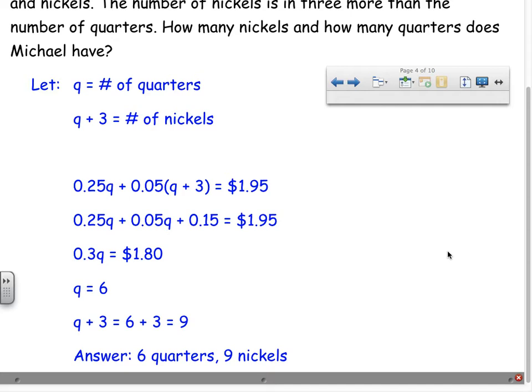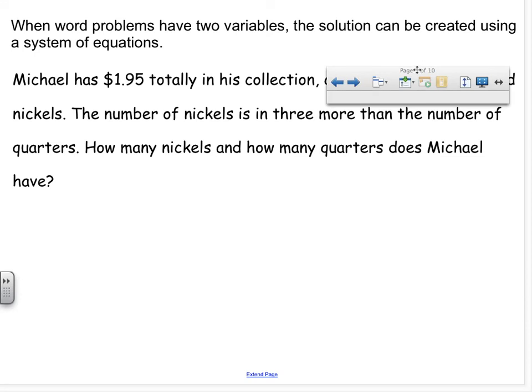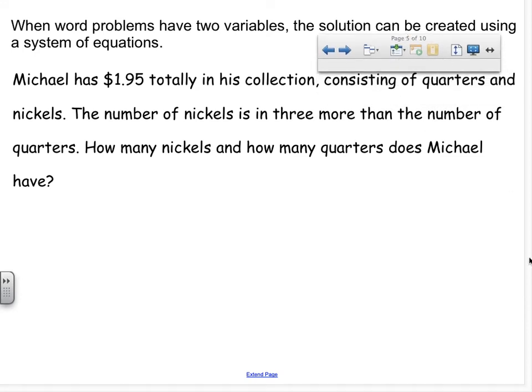What I'm going to show you in this video is how, when we have problems with two variables, and we can create two equations out of those variables, we can use a system of equations to solve. What you might notice with these problems is that sometimes using a system of equations takes longer, but it gives you the same result. In a lot of cases in the future, it will actually be quicker. So let's look at the same problem again, and this time I'm going to solve it using two variables.